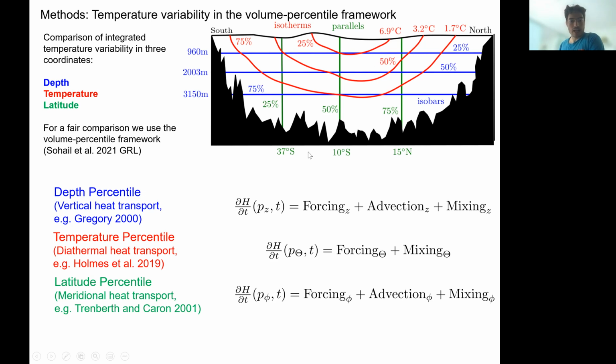Now, we're also going to look at heat budgets, which I've just shown in a summary format at the bottom here. The key point I want to make is that the depth and the latitude percentile frameworks are affected both by diabatic processes, that's surface fluxes, which is this forcing Z and forcing phi term, and mixing, so vertical mixing in the depth case, and the latitudinal component of along-isopycnal mixing in the latitude case. But the temperature percentile budget is only influenced by these diabatic processes, so forcing and mixing. The depth and the latitude percentile frameworks also have this adiabatic advection term associated with heaving.